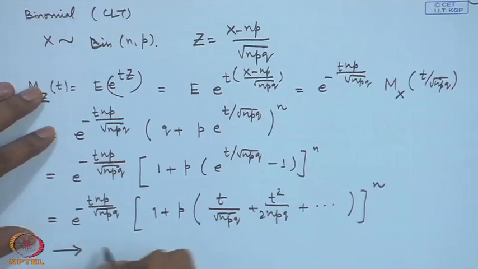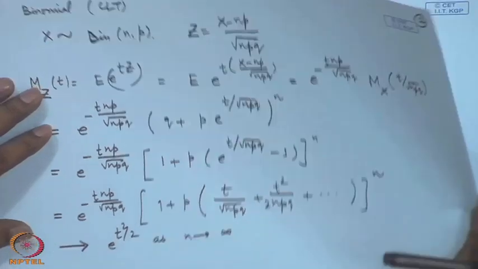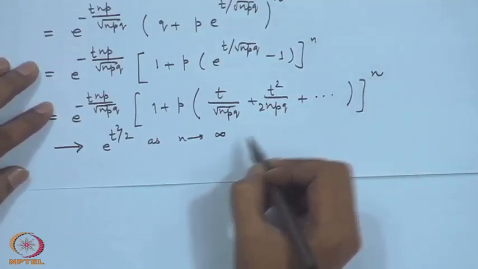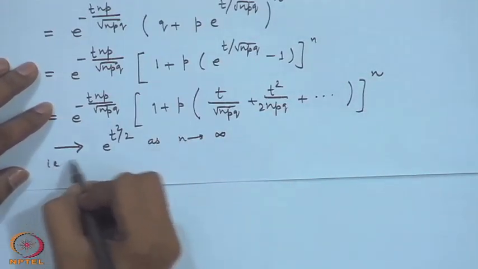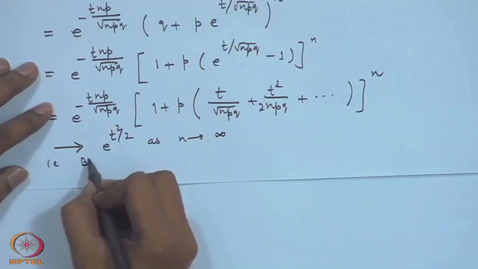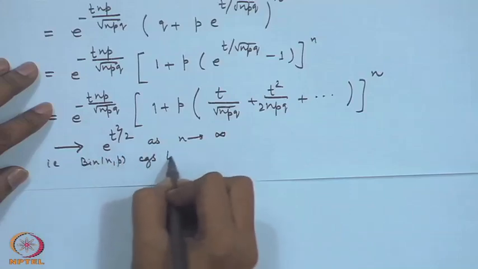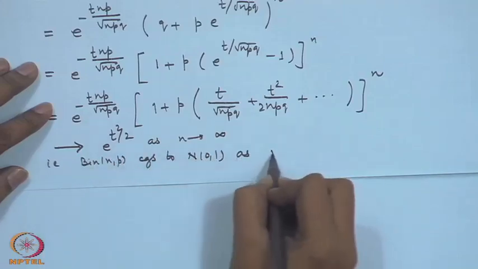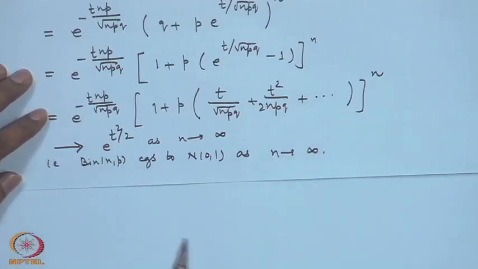So, it will converge to e to the power t square by 2 as n tends to infinity. So, we have the second central limit theorem, that is, the binomial distribution converges to normal 0, 1 as n tends to infinity. We have earlier seen that as n tends to infinity and p tends to 0 such that np tends to lambda, then binomial converges to Poisson. But if we simply have the condition that n tends to infinity, then actually the binomial distribution can be approximated by a normal distribution.